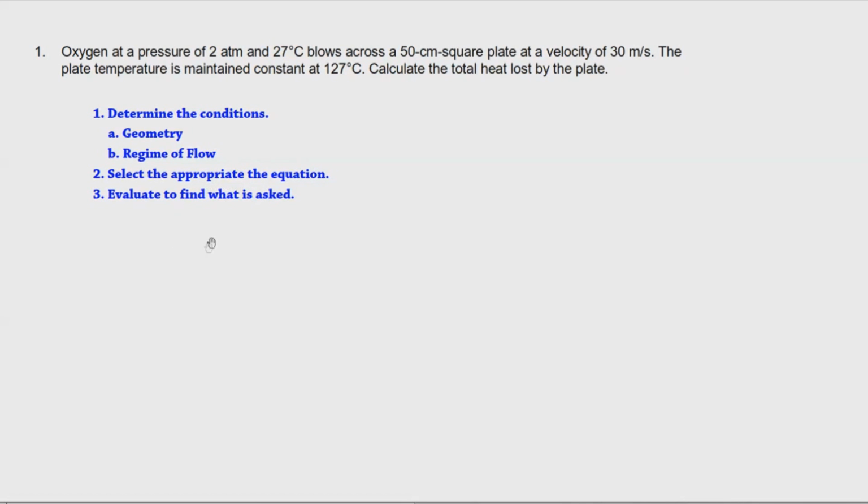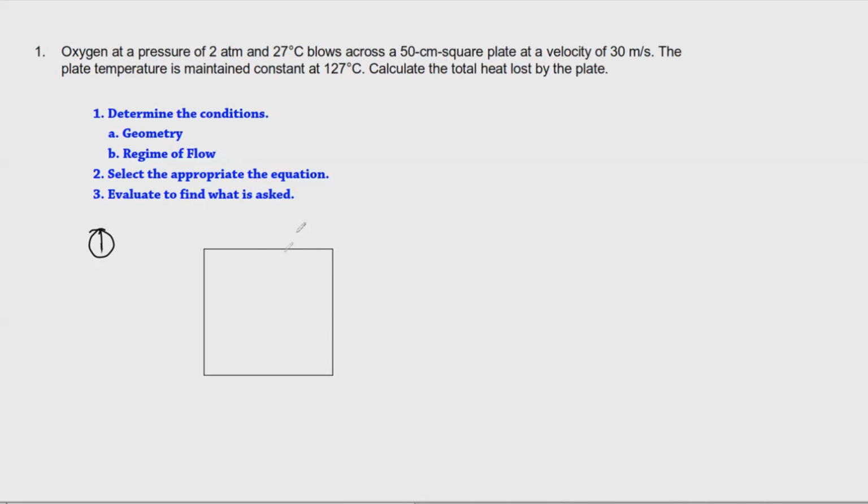Okay, so never mind. Let's just start. So the first one is we determine the conditions, the geometry, and the region of flow. So the condition here, the geometry here, is that we have a 50 cm square plate. So if we have something like a square plate, this is something like a square plate. And it says here that, determine the conditions like finding the given.